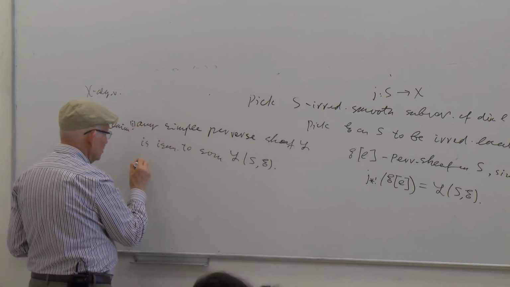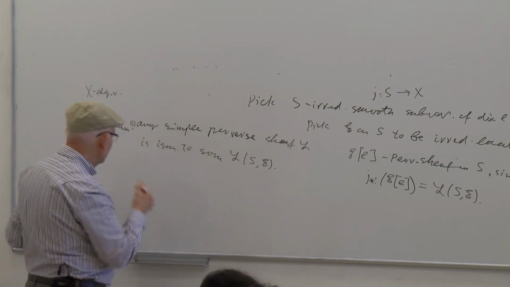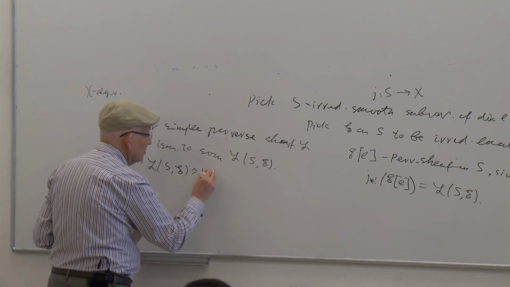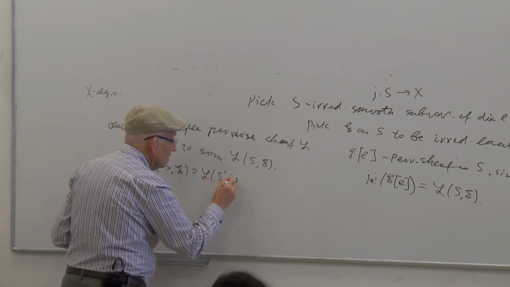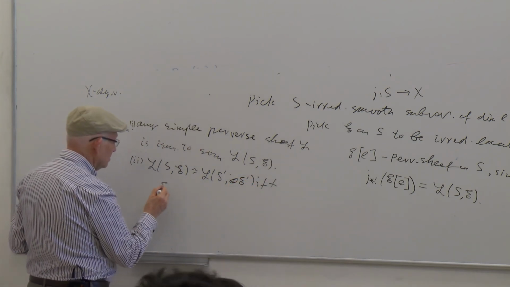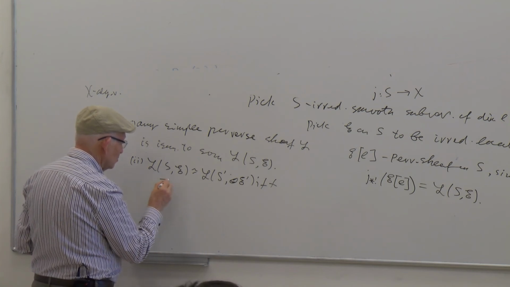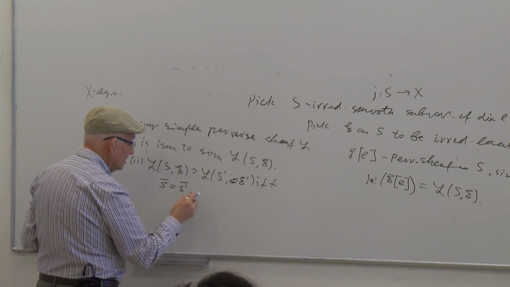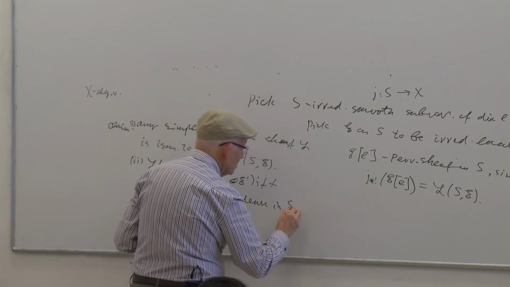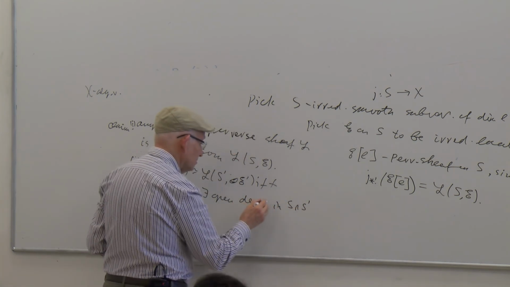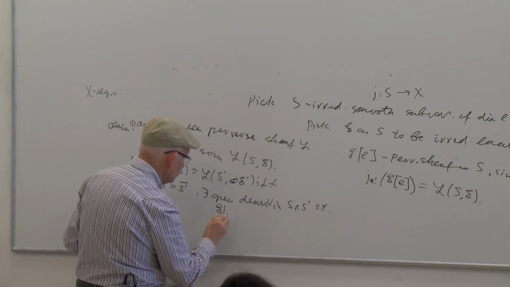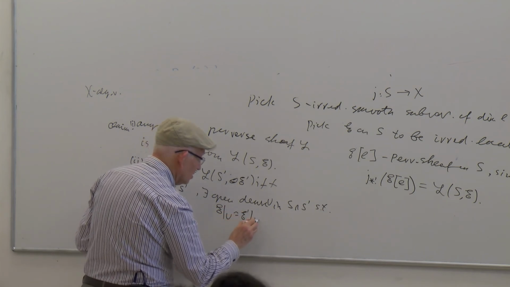And second, you can also reconstruct, this will be automatic, that L(S, E) is isomorphic to L(S', E') if and only if the closure of S is equal to the closure of S', and there exists an open dense U in S intersection S' such that E restricted to U is isomorphic to E' restricted to U.